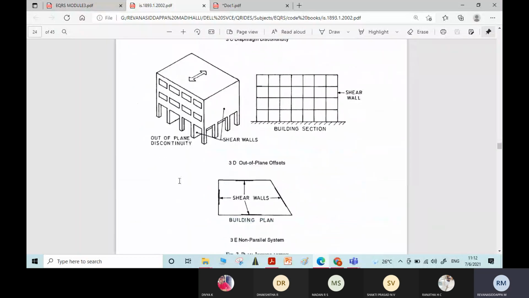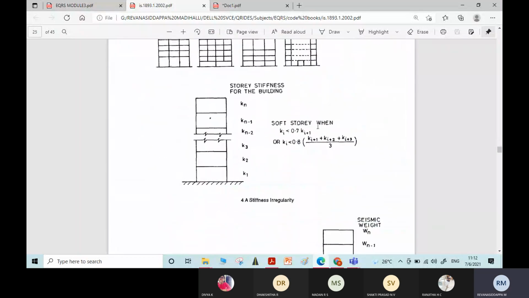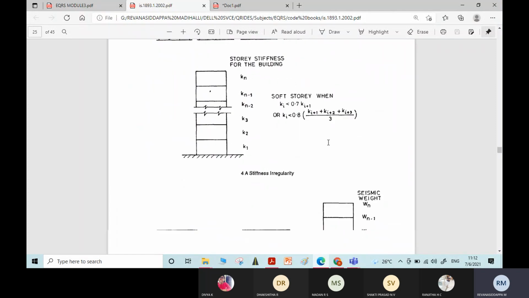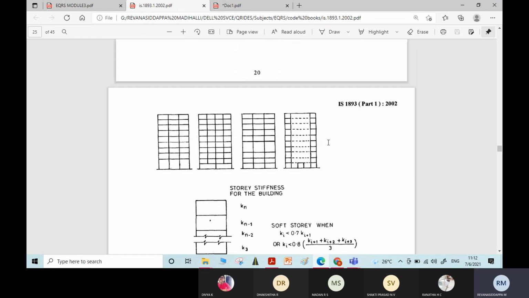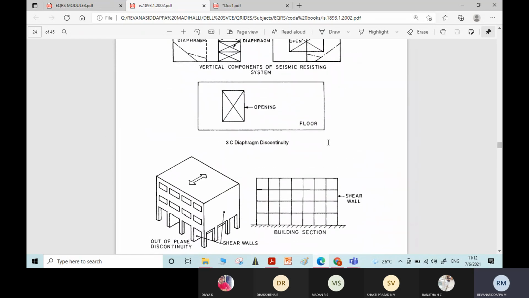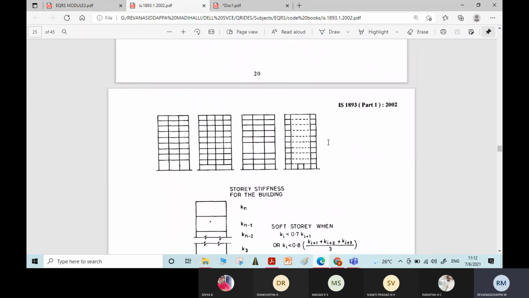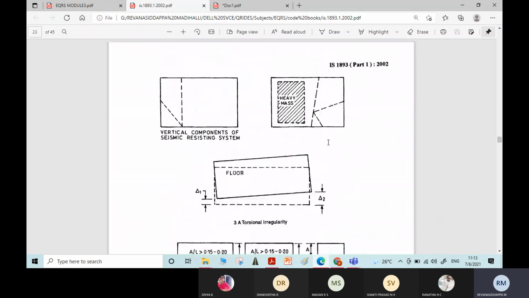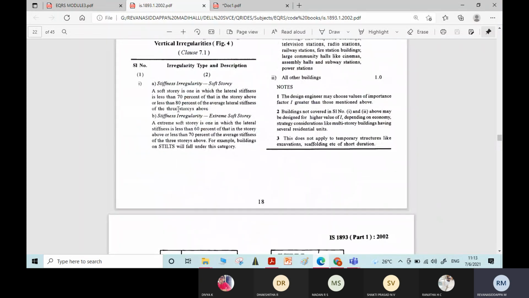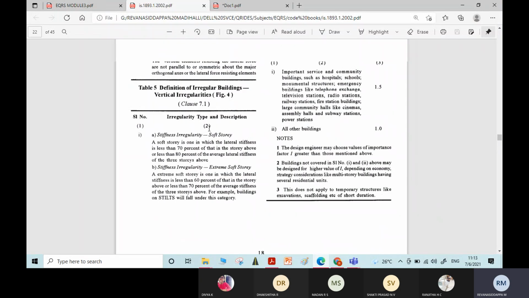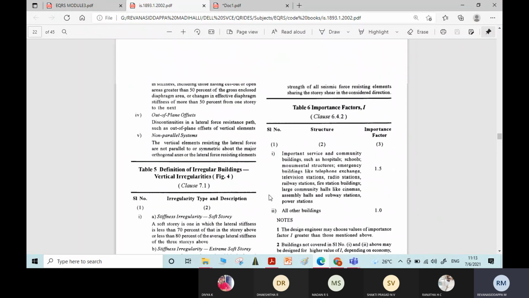You can see here, soft story when Ki is less than 0.7 Ki plus 1, or Ki is less than 0.8, or 80% of the average stiffness of the top stories. Okay, so while writing in the examination, for each case or for each point, you write the corresponding diagram and give the explanation. If you are writing for soft story, write that figure. Below that figure you need to give this explanation. Next, the stiffness irregularity is over.